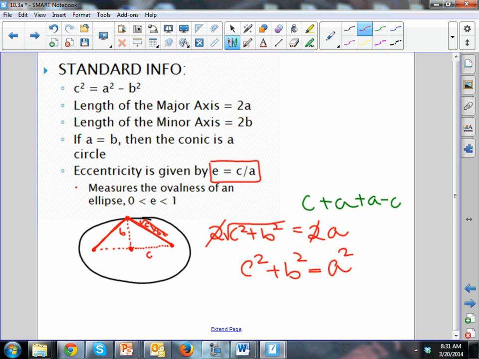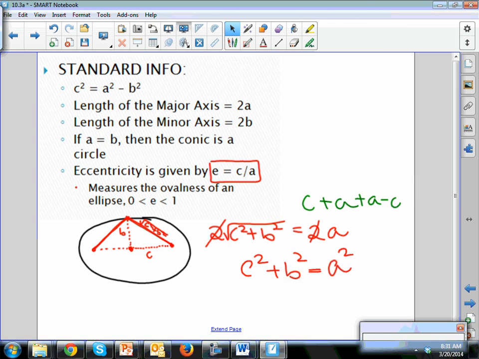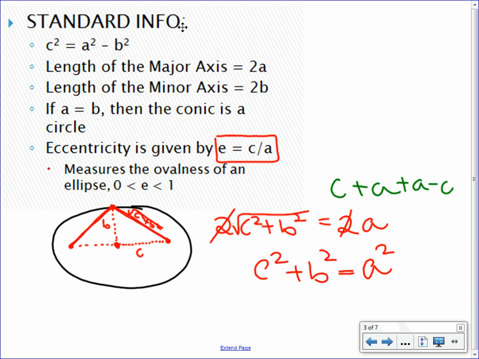Well, because what would A squared minus B squared be if A and B are the same? So yeah. Okay. Are you ready? Let's get to some examples here.